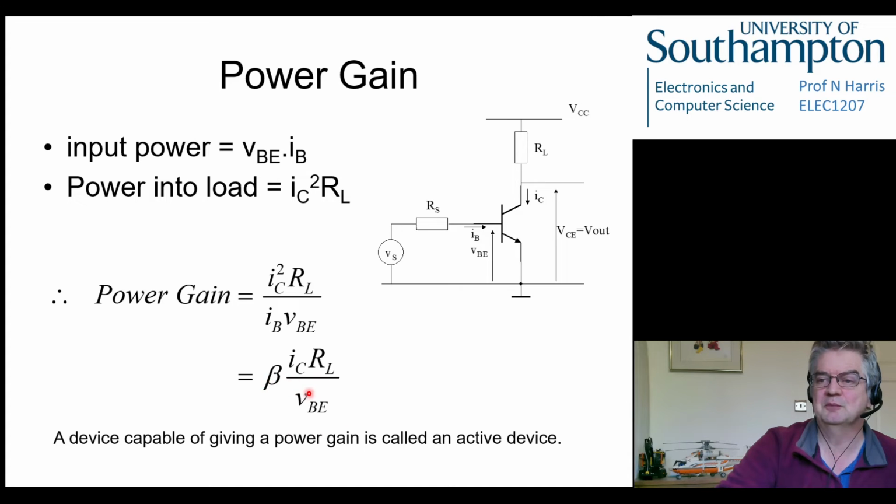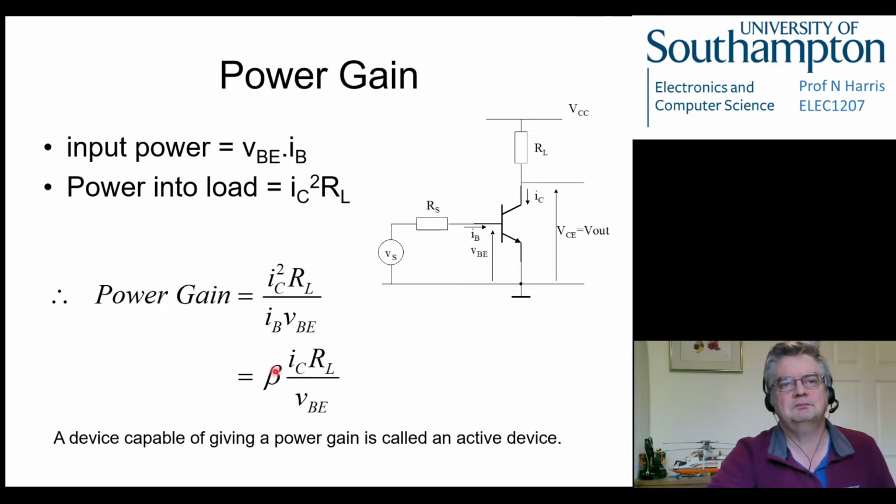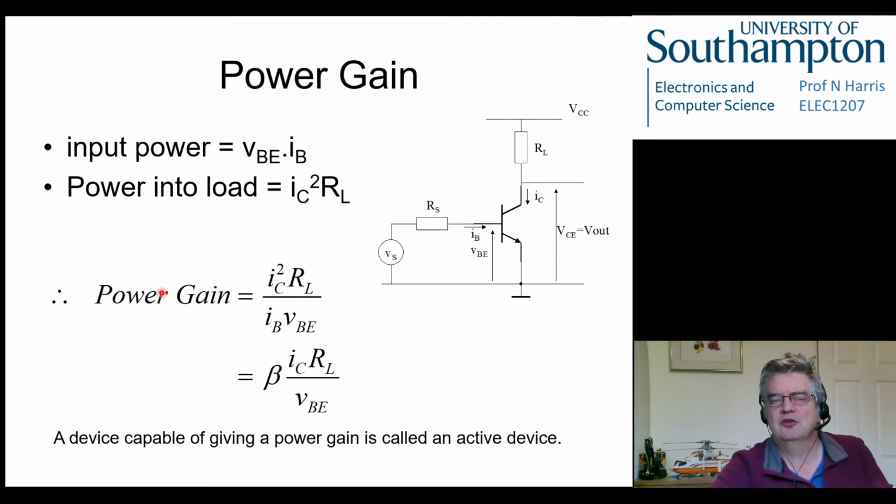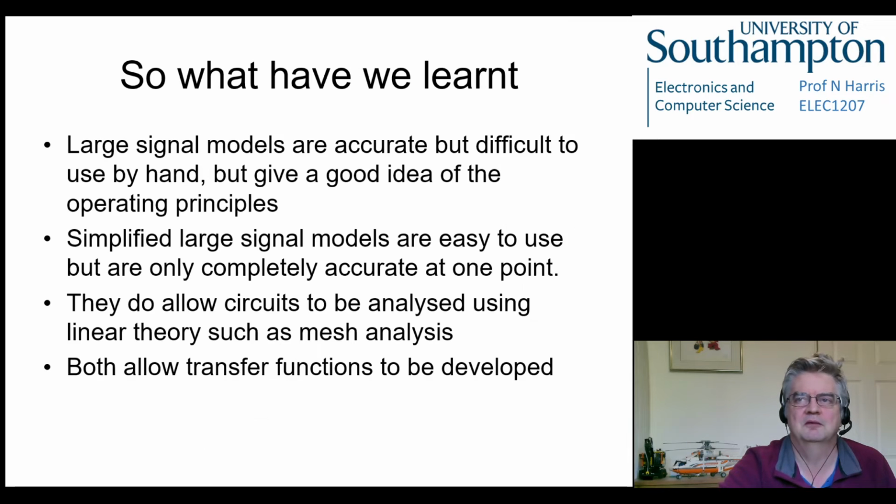Okay, because beta is a big number to start with, IC is a big number, RL can be as big as you like, and VB is quite small. So that gives us a power gain. So we've amplified a signal and given ourselves a power gain.